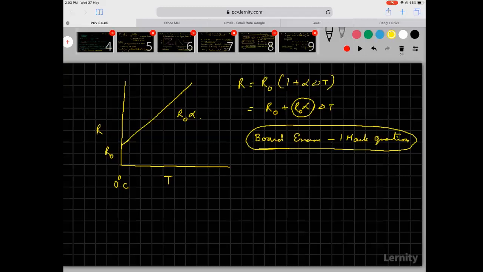Okay, so I hope you are able to understand this. Now this is all that I want to teach you today. We will continue from here in the next class.